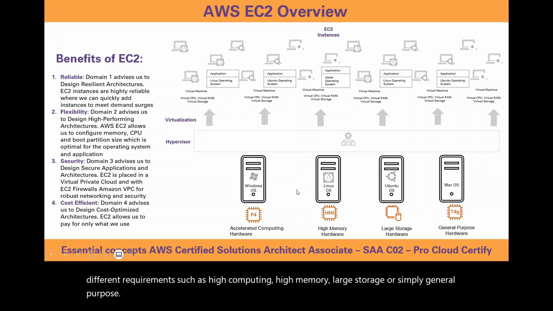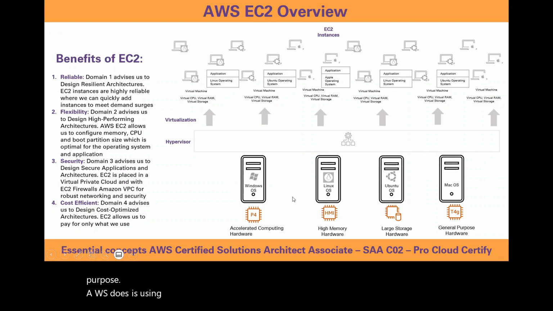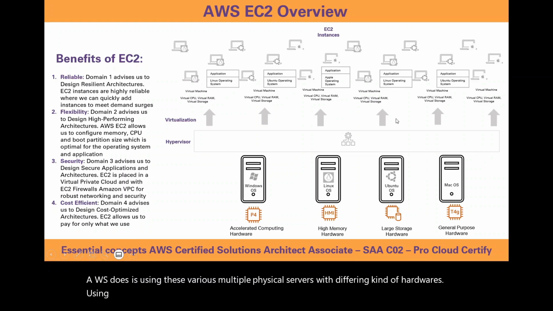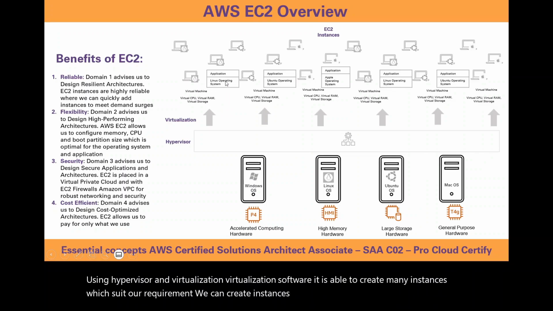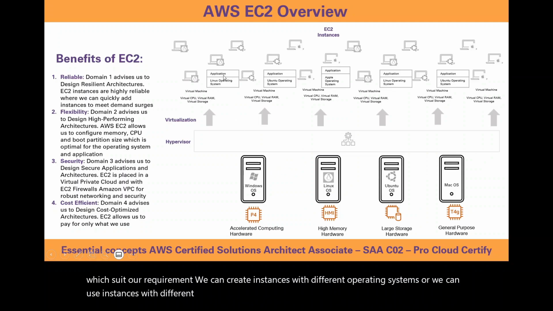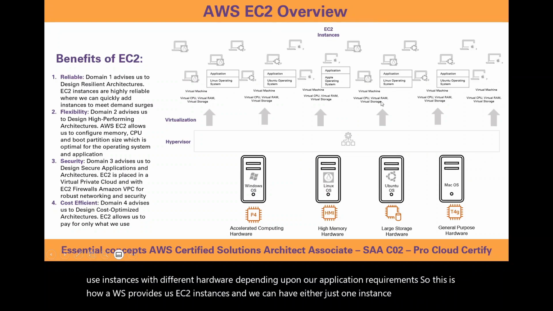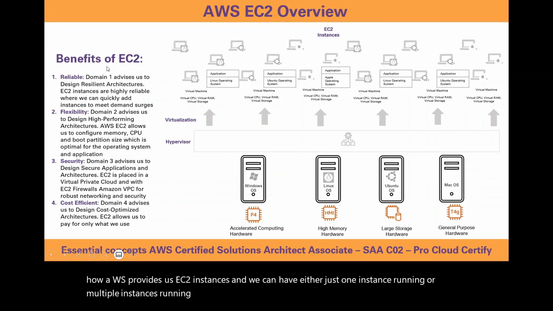What AWS does is, using these multiple physical servers with different kinds of hardware, along with hypervisor and virtualization software, it is able to create many instances which suit our requirements. We can create instances with different operating systems, or we can use instances with different hardware depending upon our application requirements. So this is how AWS provides us EC2 instances, and we can have either just one instance running or multiple instances running. So what are the benefits of EC2?